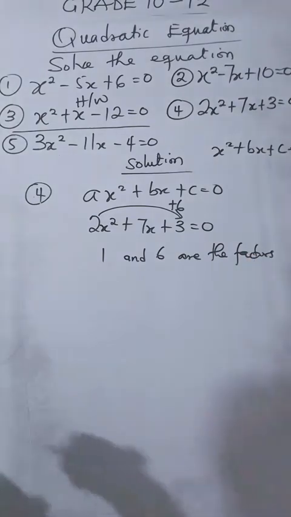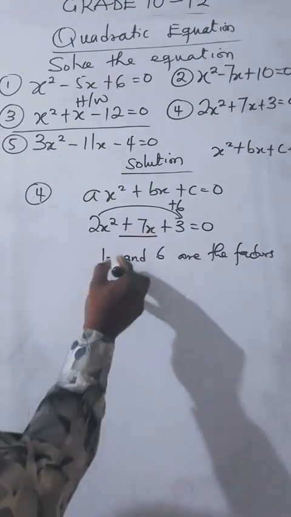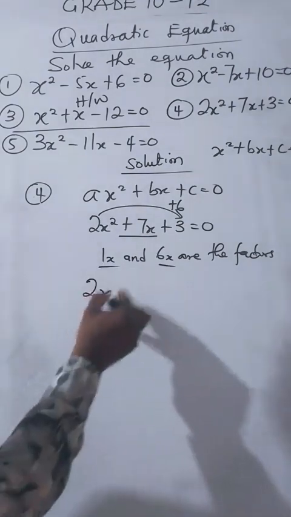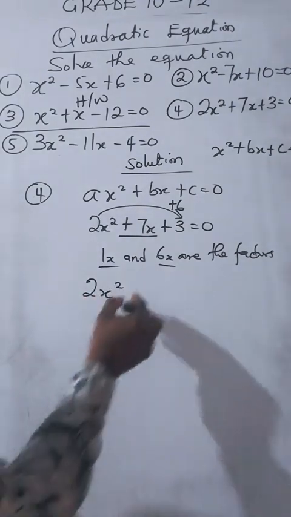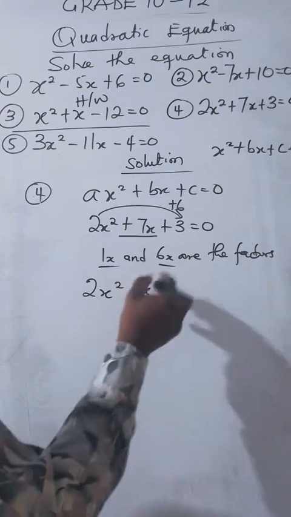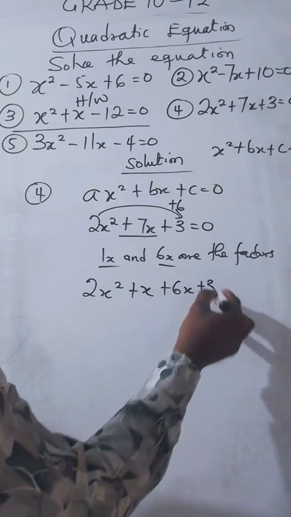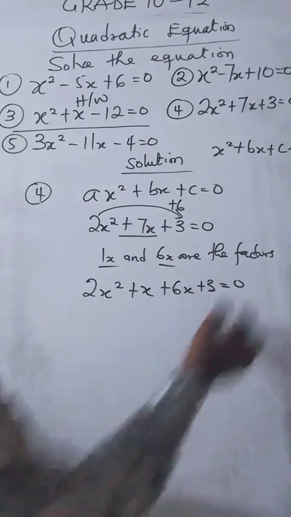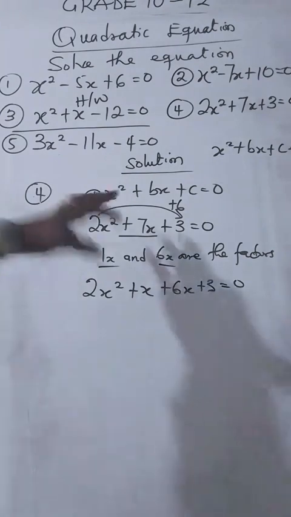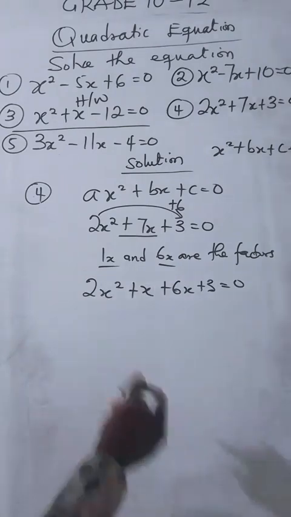So with this, you have to eradicate the 7x and attach the x terms to it. So we have 2x squared plus x, that is 1x, then plus 6x plus the 3 equals 0. Right, so the 6 is just to help us find the factors. Right, so we group it two by two.